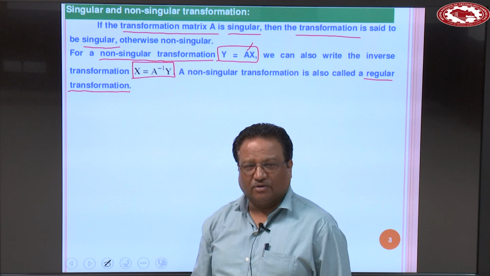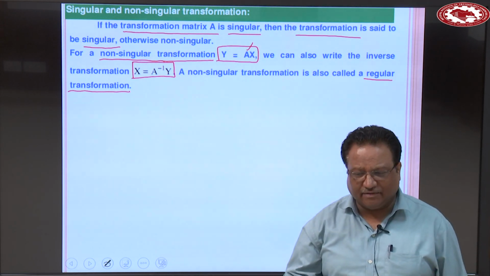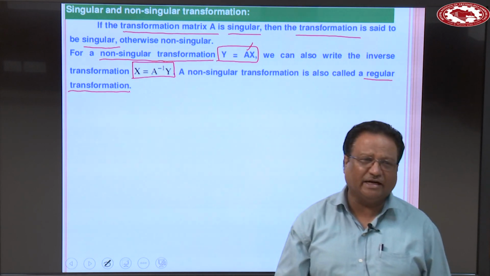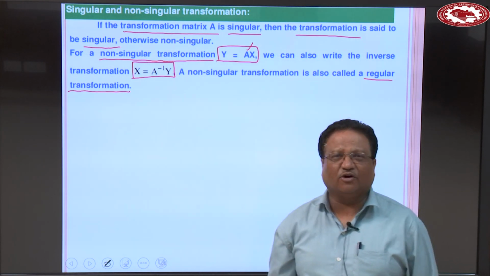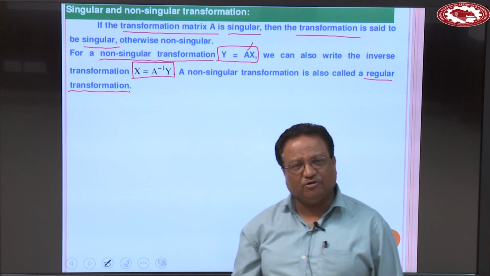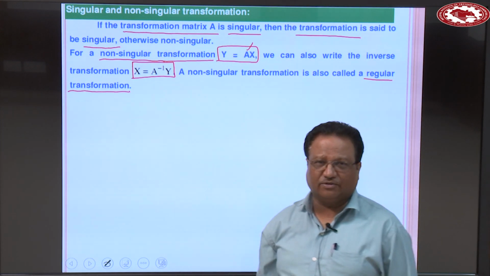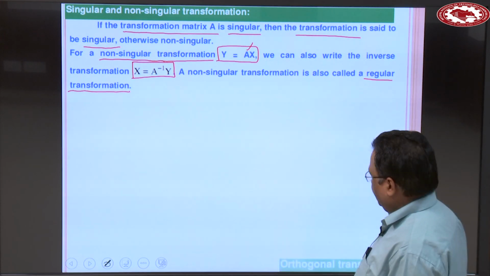Clear? So, if a problem of this type comes, show that the given transformation is a regular transformation, this means you have to show that the transformation is non-singular. This means you have to show that the determinant of matrix A is not equal to 0.